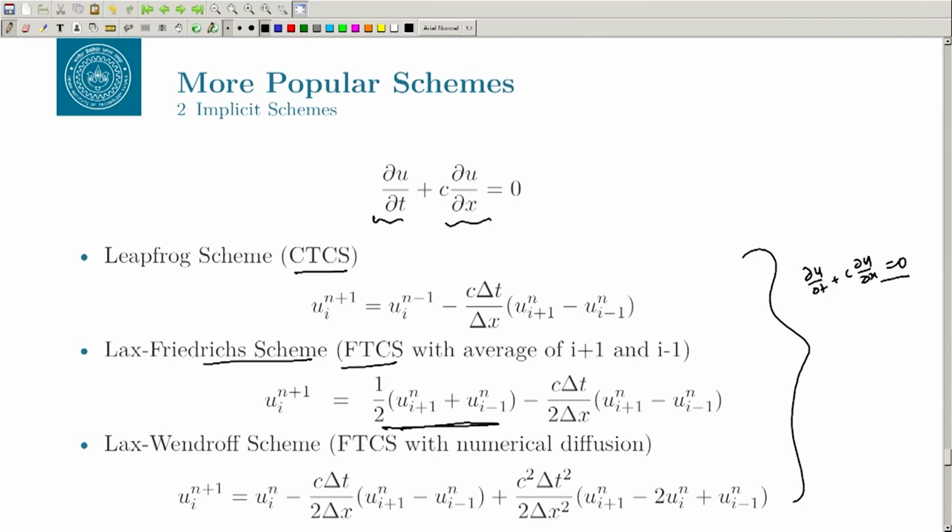Similarly, you have the Lax-Wendroff scheme, which is also the central differencing scheme in space, but you have got the numerical diffusion as well. So, we will discuss about these schemes in the future classes.